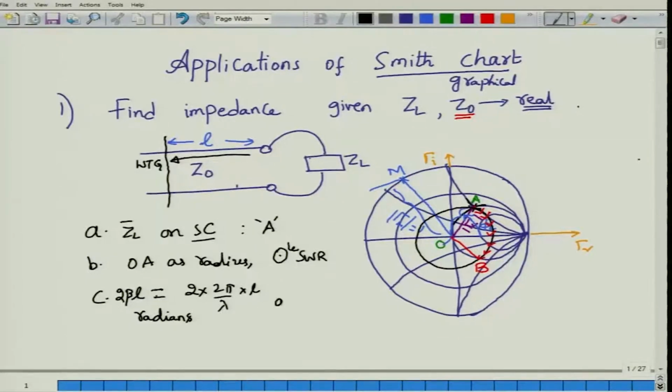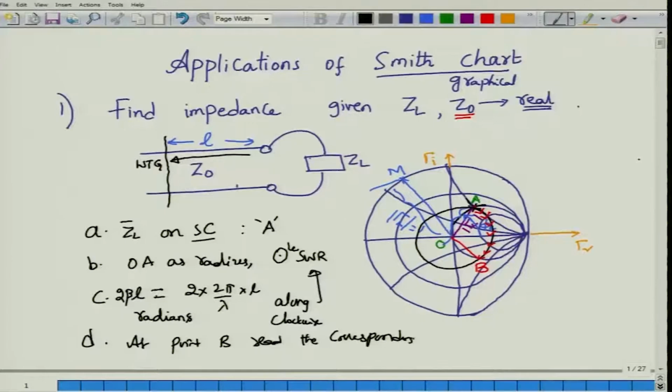So, you have to move along the constant SWR circle in the clockwise direction to locate a new point. At point B, read the corresponding complex impedance. This will give you only the normalized complex impedance. Multiply, this is the final step, I will write it here, multiply Z bar by Z naught in order to obtain the unnormalized impedance at the distance L away from the load. So, this is a very simple 5-step procedure maybe.